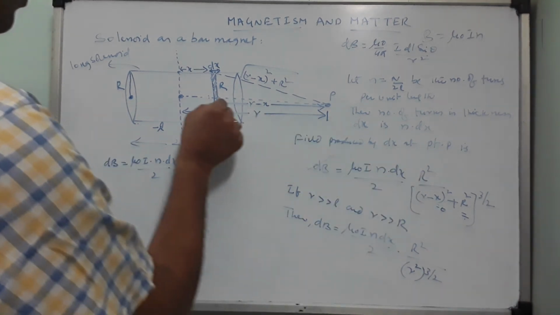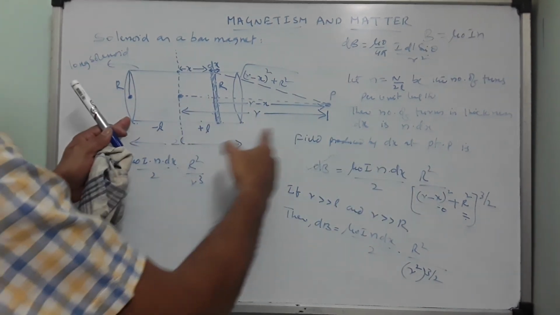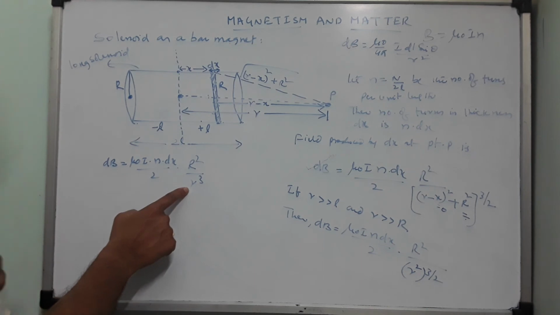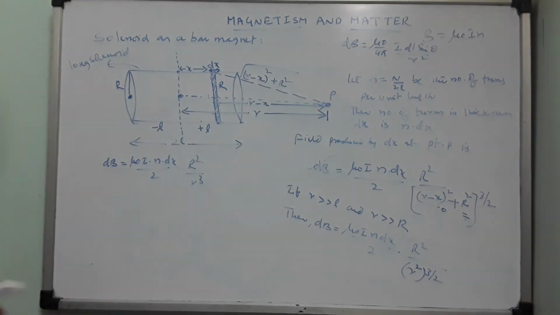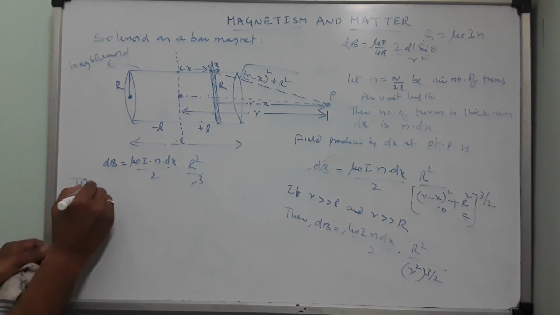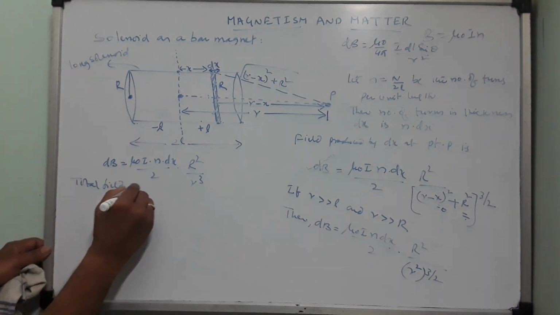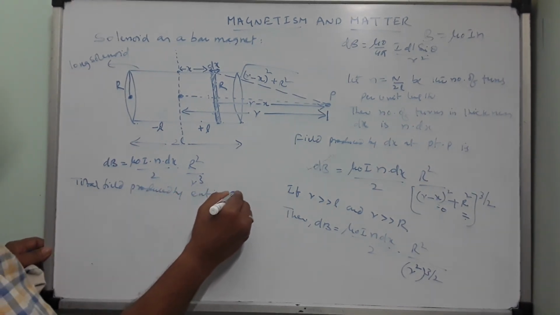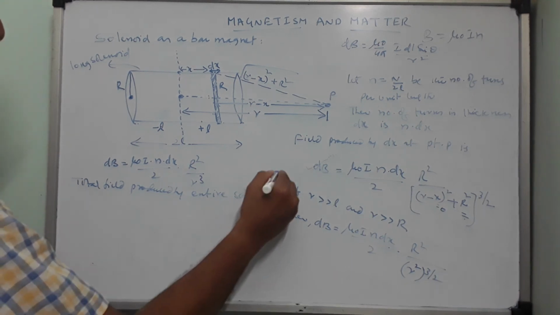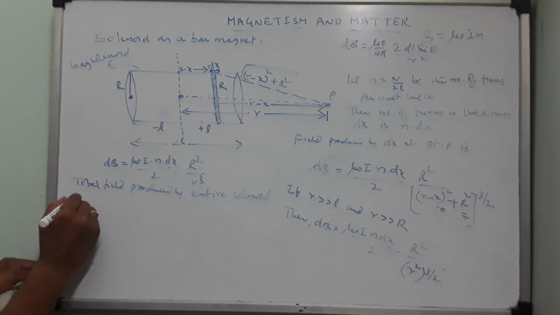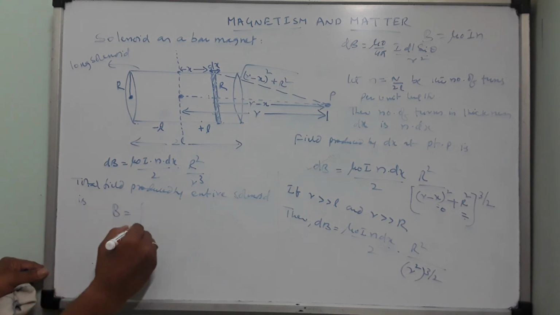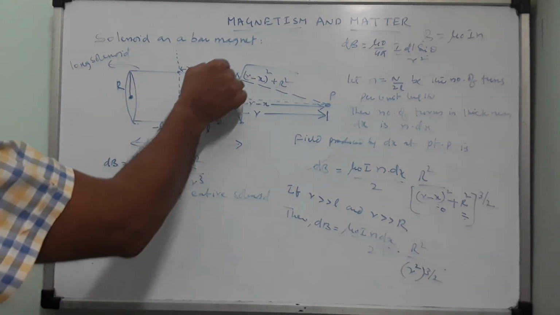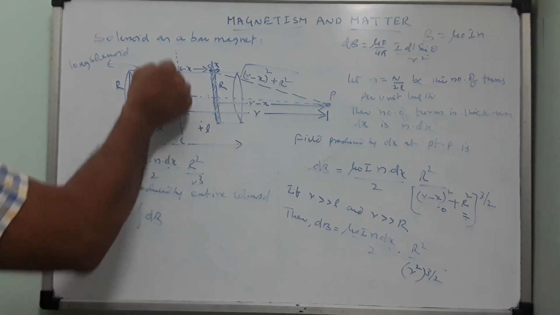Field produced by dx. Then what is the field produced by this entire solenoid at point P? This much part of the solenoid is producing this much field. Entire solenoid produces how much field here? Well, total field produced by the entire solenoid is B equals, we just go for integration, summing all the smaller magnetic fields produced by this element, this element, this element, this element, here, here, here, here.